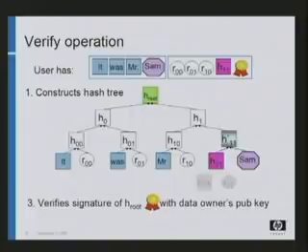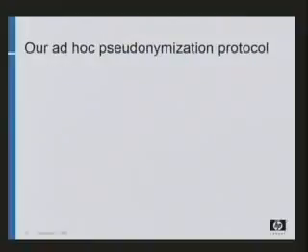So this is a very simple pseudonym protocol. However, there is one constraint: the service provider will always have to wait for the data owner to choose the pseudonyms. What if the service provider wants to choose pseudonyms on the fly by its own? Then we have an even simpler scheme that actually achieves this. We have what is called an ad hoc pseudonymization protocol that allows the service provider to choose pseudonyms independent of the data owner.